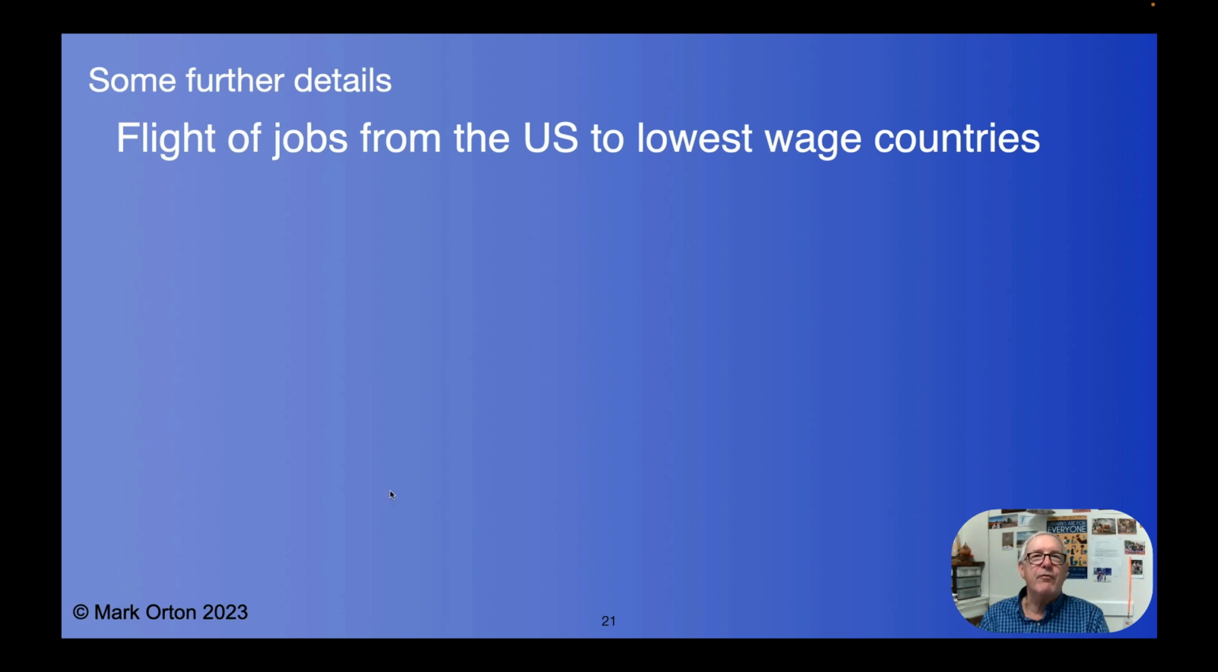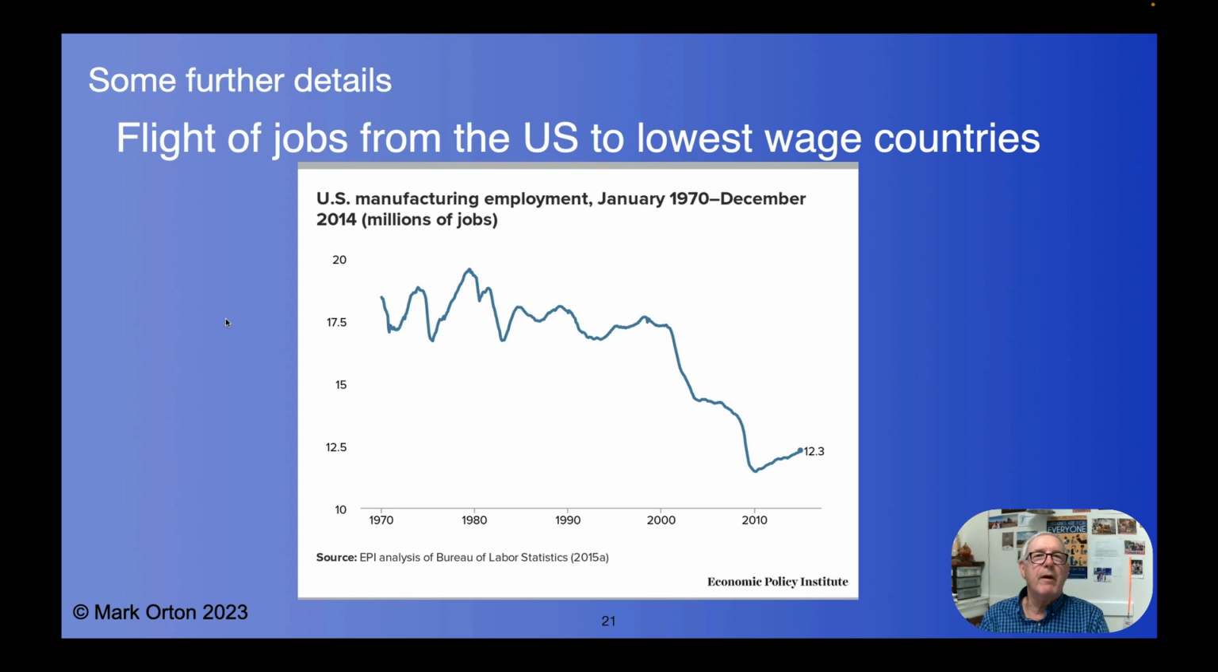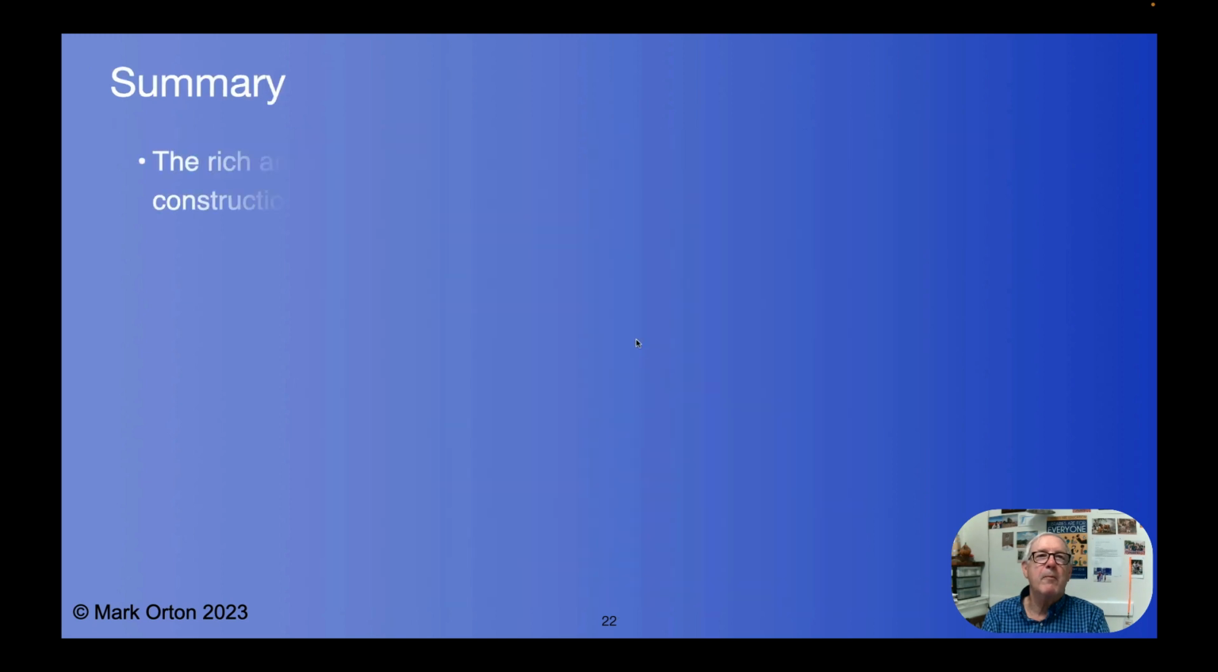So what about the flight of jobs from the U.S. to low-wage countries? Well, here's just one chart about manufacturing employment, and you can see that somewhere around 2000, there began a steep slide of manufacturing jobs out of the U.S. economy, and China being the recipient of most of these. But about 5 million jobs disappeared, and a very significant change in the workforce.